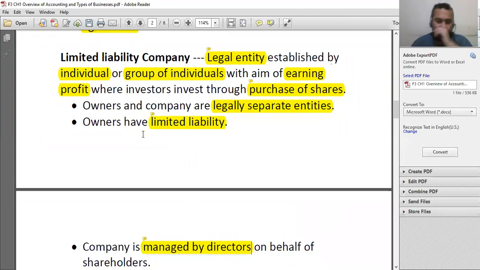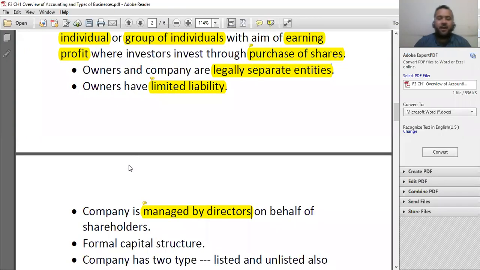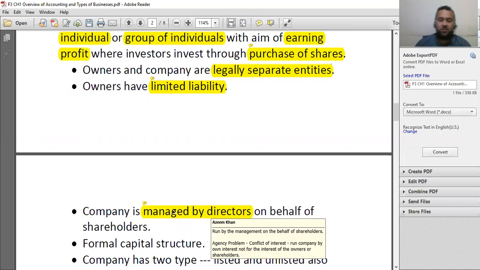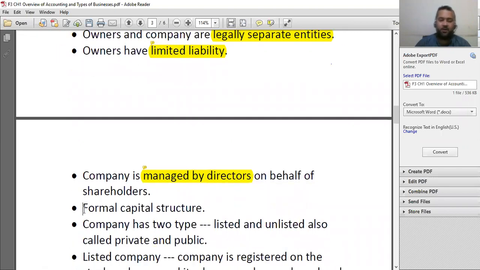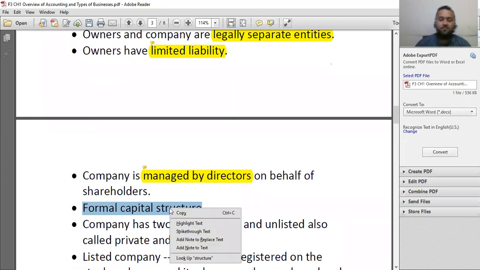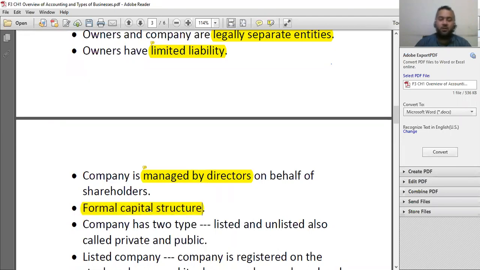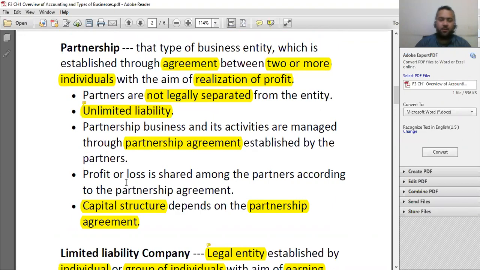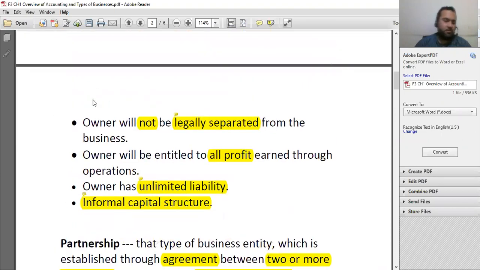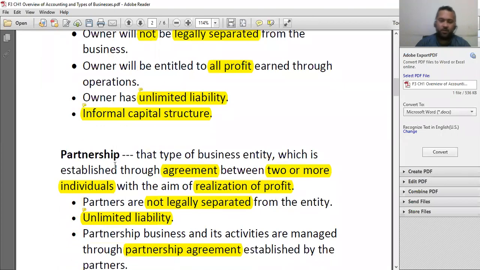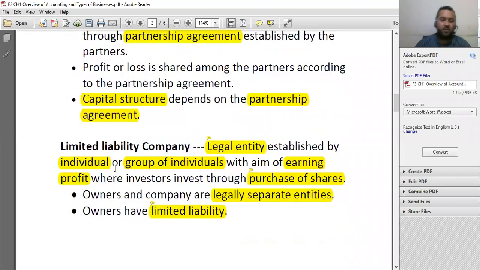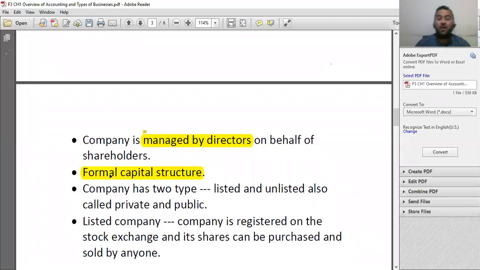So what was the third feature? That the directors or management will run the business. Shareholders will not be involved in the business directly. And the next point, formal capital structure. If you look at the previous two types, in the sole trader we have an informal structure, and in a partnership we have a partnership agreement through which we control it. Now, in a company we have a formal capital structure.